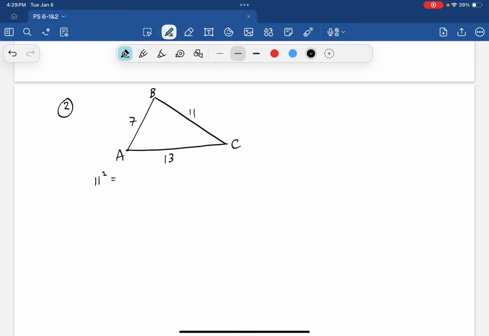So 11 squared equals 7 squared. This is for angle A, right? Because 11 is opposite of A. So 11 squared equals 7 squared plus 13 squared minus 2 times 7 times 13 of cosine angle A. So that means, I don't know if I can do this in my head. 49 plus 169 is 218. 218 minus 121 is 97.